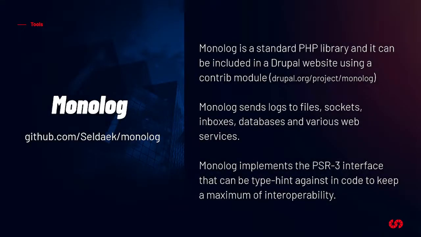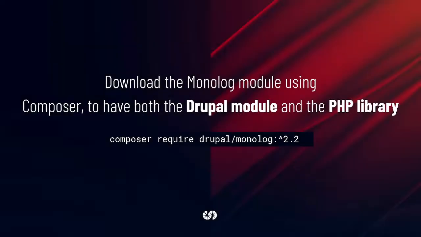To do that, we are using Monolog. Monolog is a standard PHP library. It is used for every kind of PHP project like Symfony. And it can be used in Drupal using a contrib module that is called Monolog. And with Monolog, you can send logs, for example, to files, to sockets, to syslog, inboxes, Slack, whatever. And Monolog implements the PSR-3 interface, so it's compatible with the logger of Drupal, so we can interoperate without any problem.